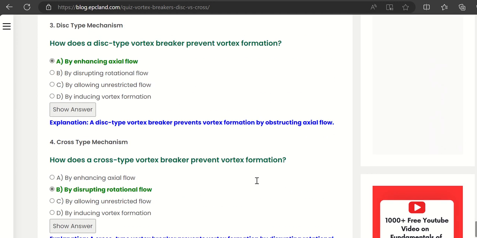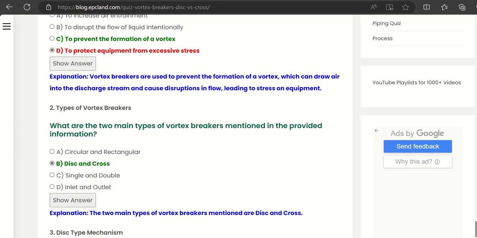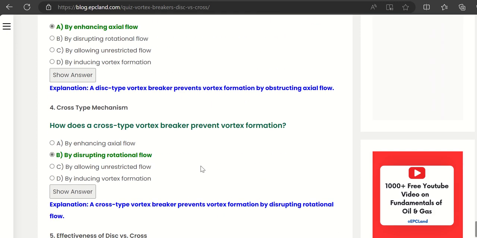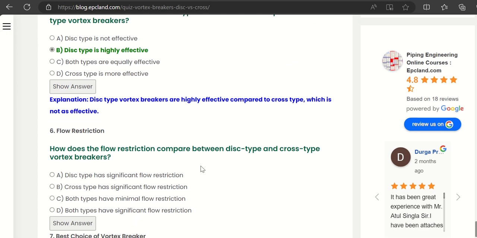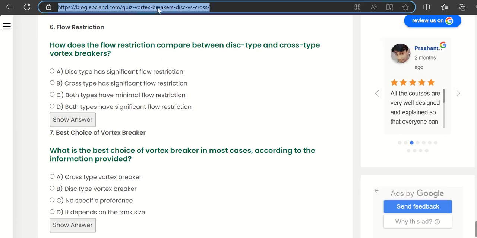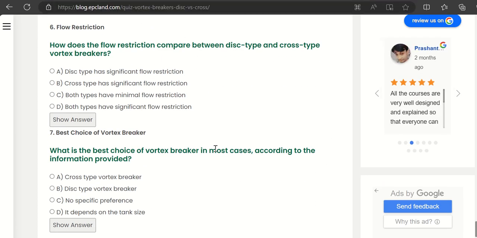So this is the way we have this quiz with us. We have a few questions, and you can click over the options. This is the best way to learn and to remember the things. There are two more questions here. I would like to invite you to go to this link and attempt the remaining questions.